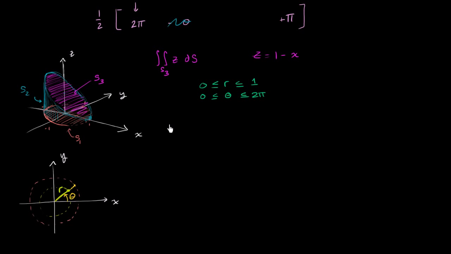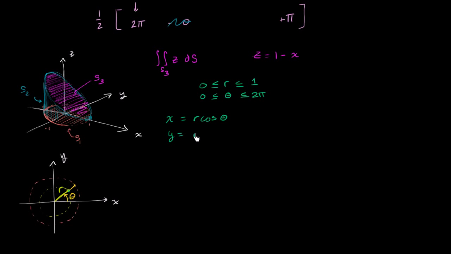And now we're ready to parameterize it. x of r and theta is going to be equal to, whatever r is, r cosine theta. So x is going to be r cosine theta. y is going to be r sine theta.